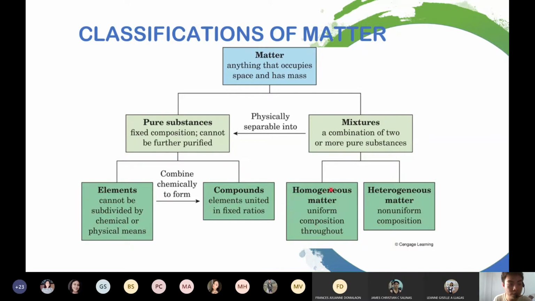So for homogeneous, the same phase is observed all throughout. Example is air, it is always in gas phase. Example for liquid would be yung alcohol natin. And for solids, one good example for homogeneous mixtures in solids would be your amalgam, dental amalgam.